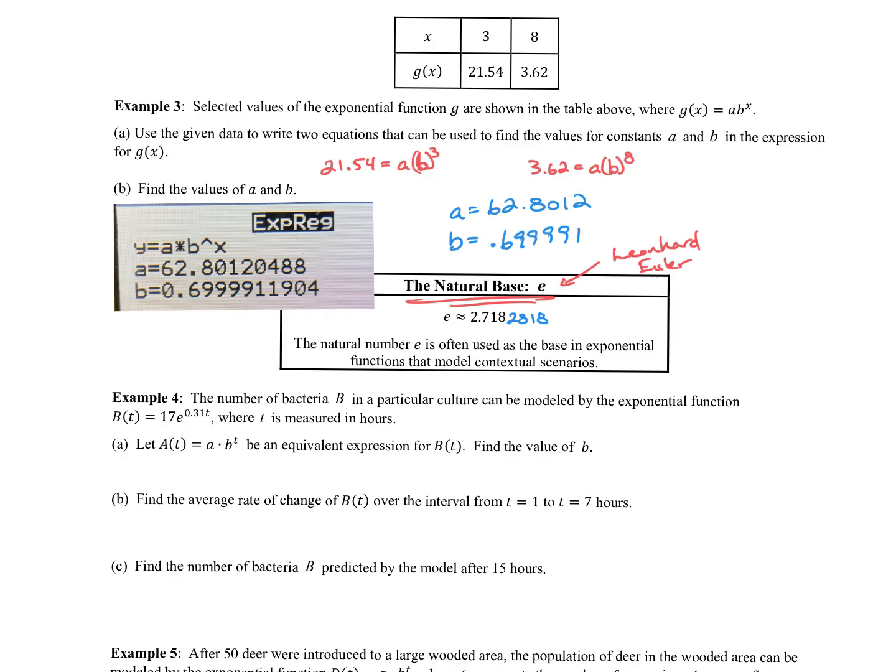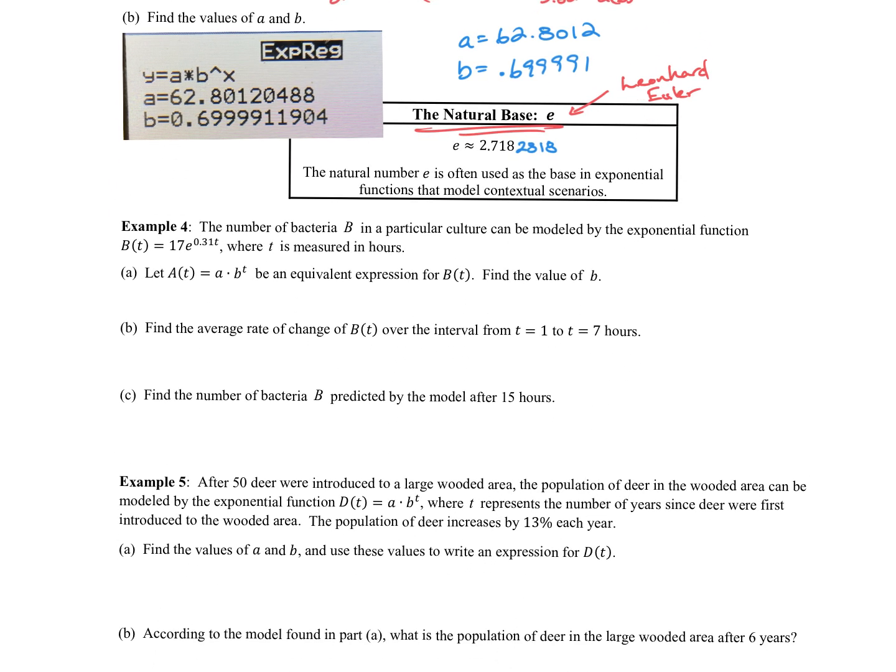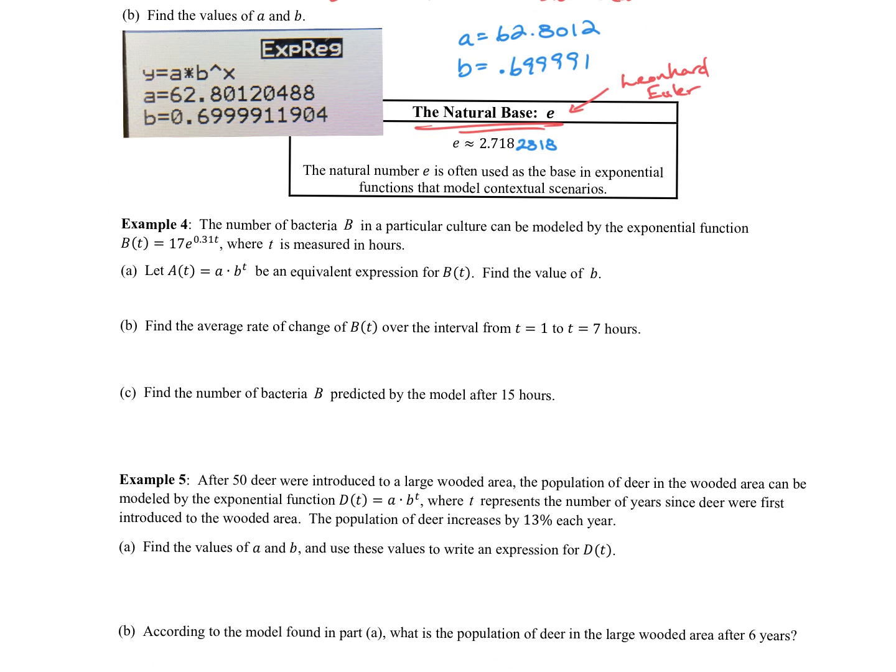All right, keep going. The natural number e is often used as the base in exponential functions that model contextual scenarios. Example 4, the number of bacteria b in a particular culture can be modeled by the exponential function b of t equals 17e to the 0.31 t, where t is measured in hours. Let a t equals a times b to the t be an equivalent expression for b of t. Find the value of b.